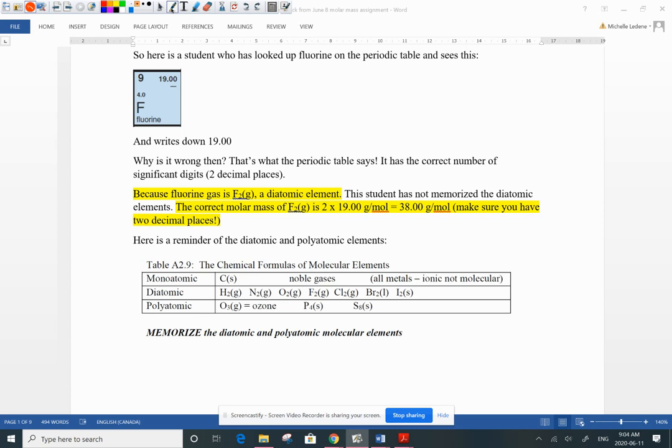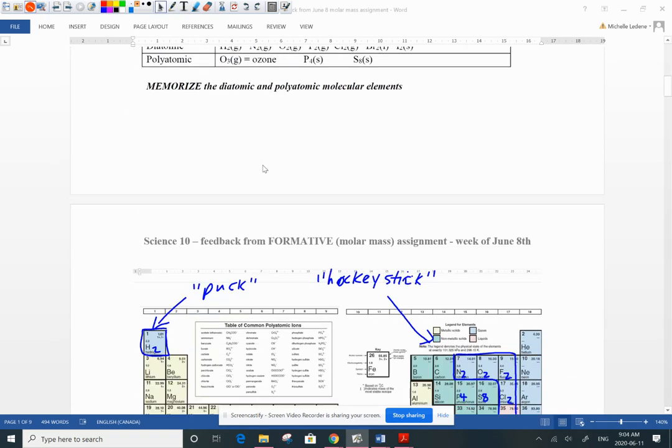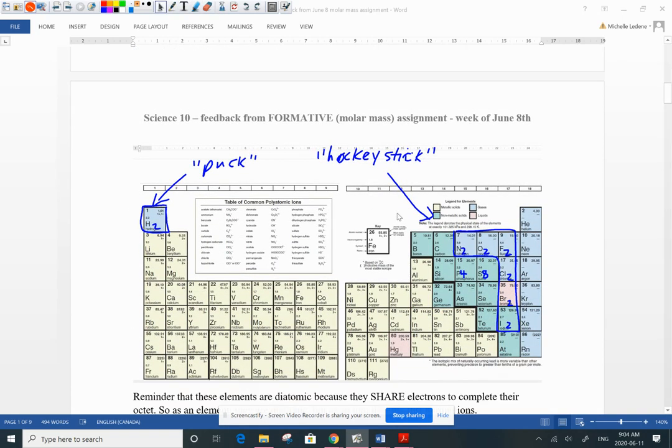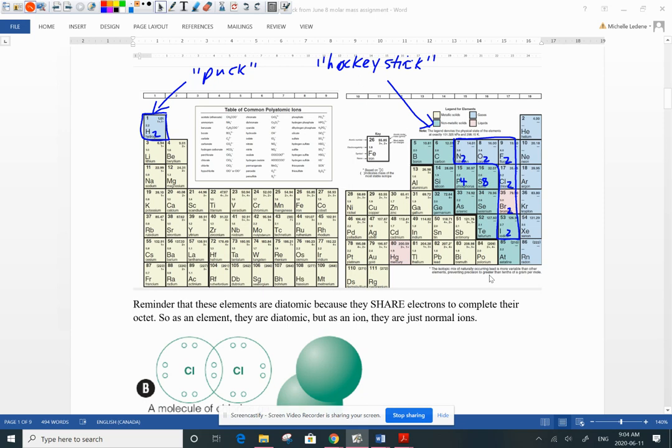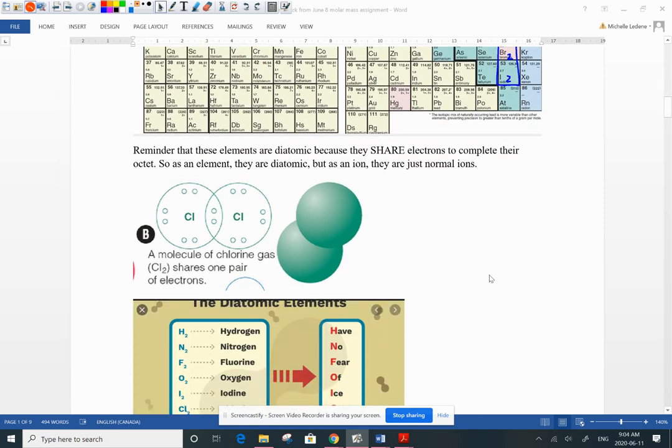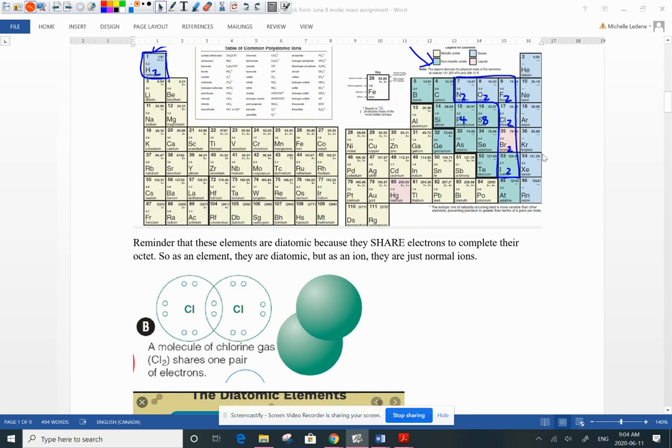So here's a reminder of your diatomic and polyatomic elements: hydrogen, nitrogen, oxygen, fluorine, chlorine, bromine, iodine, and then the polyatomics: ozone, phosphorus, and sulfur. Again, you've been asked to memorize these. A couple of ways to remember them: the puck and the hockey stick. This number 7 here, these are the diatomics. Here's phosphorus and sulfur. The reason they're diatomic elements is because they're sharing electrons to complete their octet.